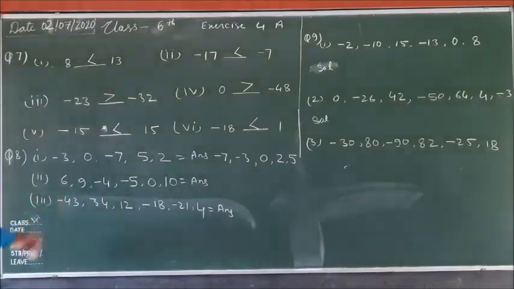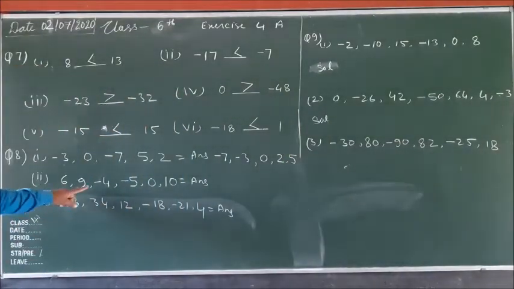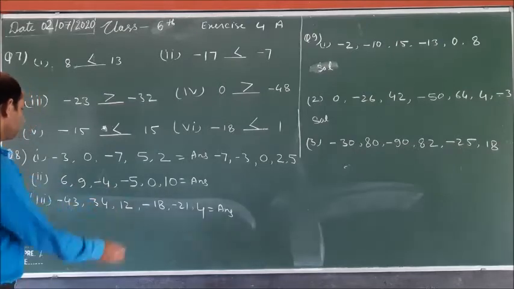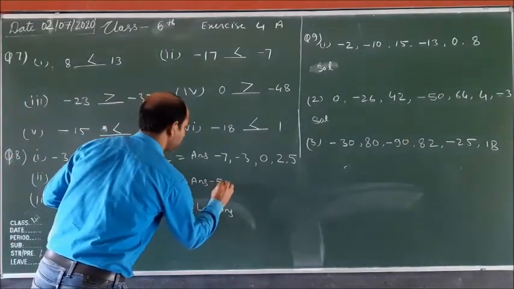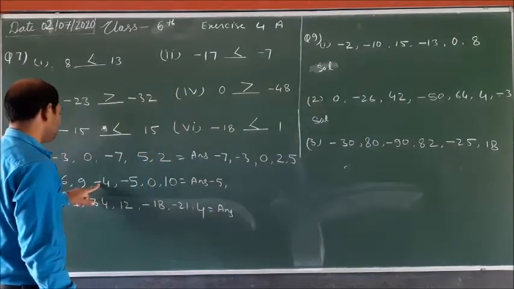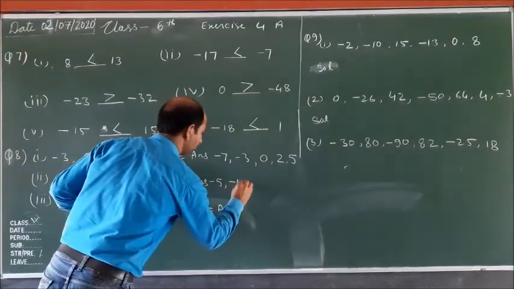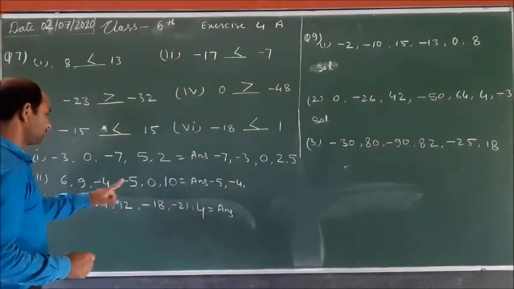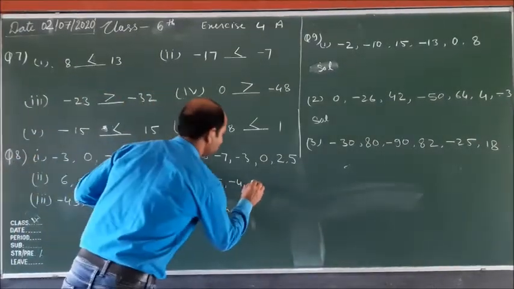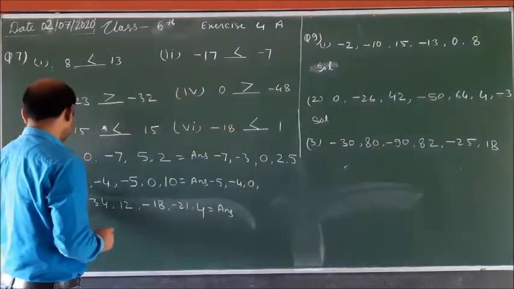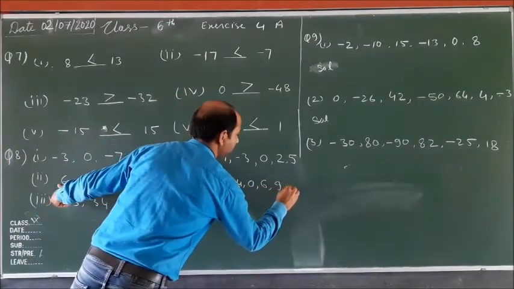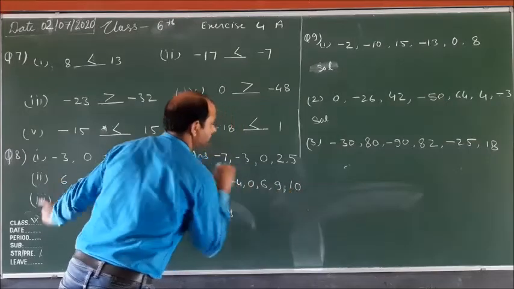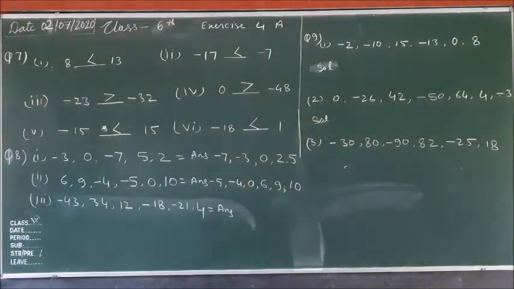Okay, now the next question. Which is the smallest? Minus 5. So first we write minus 5, then minus 4, then 0, then 6, then 9, then 10. This is your answer, dear students.